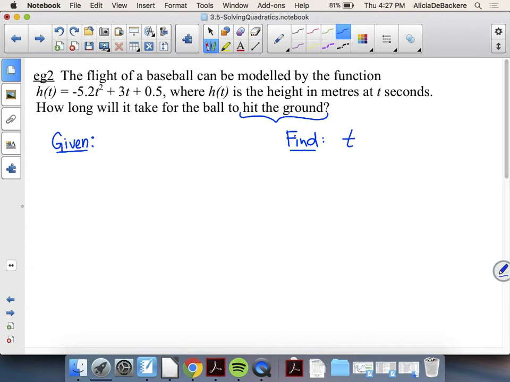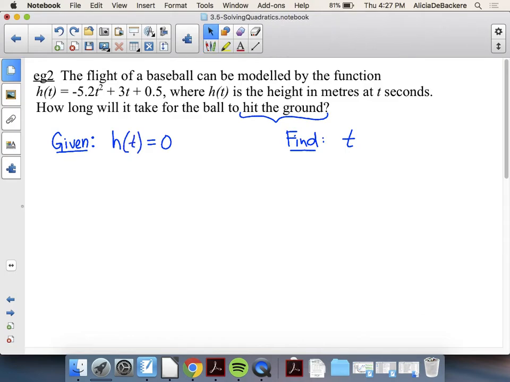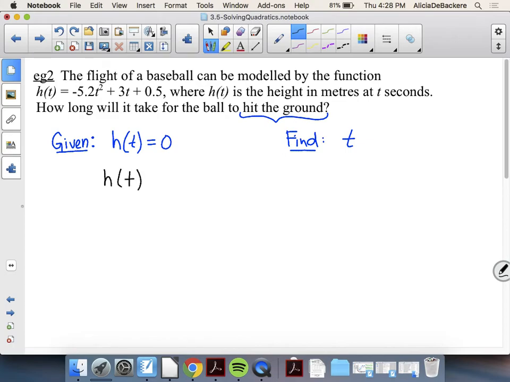The thing that I'm given is that it's hitting the ground, and that tells me the height. If I'm hitting the ground, then the height is equal to 0. Don't forget, instead of just writing h, we're using function notation, so h is always h(t). So h(t) = 0, and we want to find the t value that'll make that true. So my equation, h(t) = -5.2t² + 3t + 0.5, is now equal to 0. And I want to know what's the value for t that would make that true.